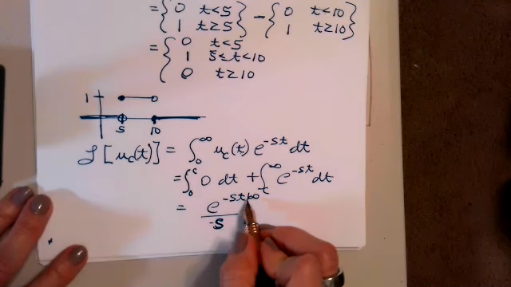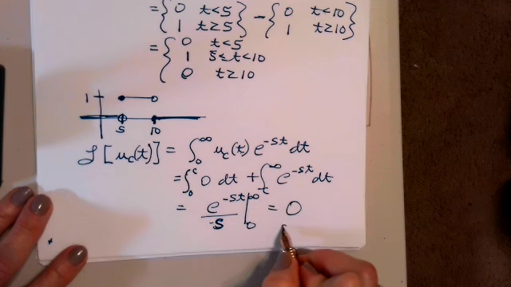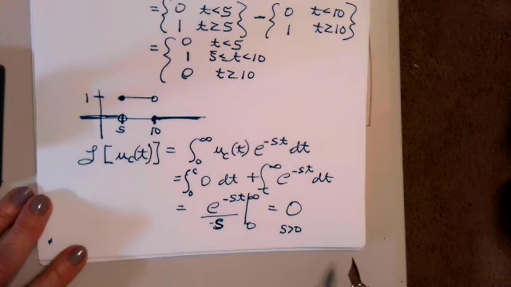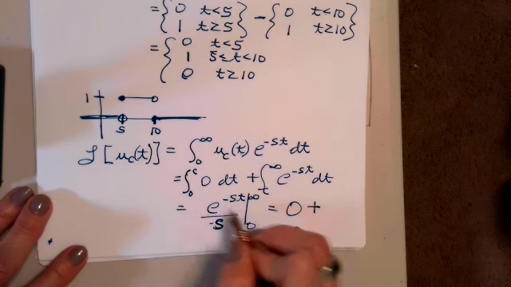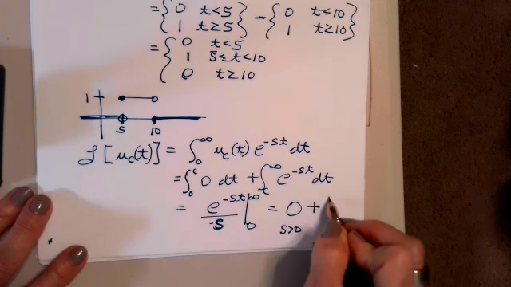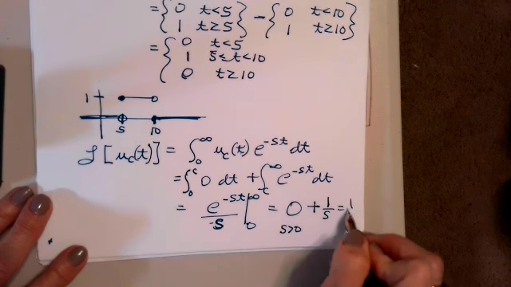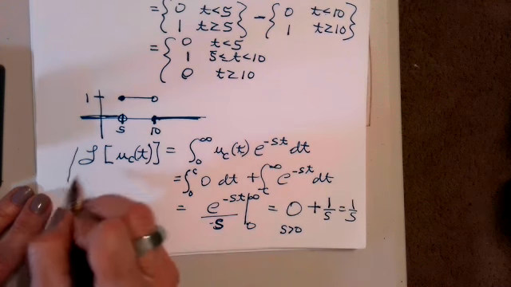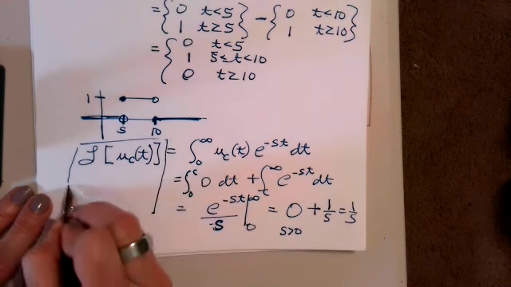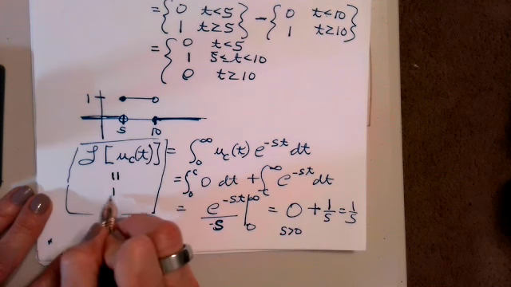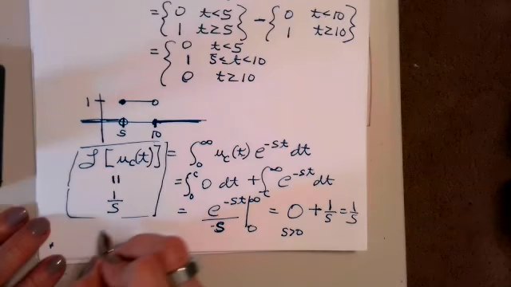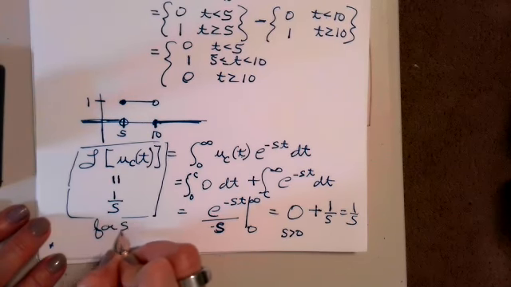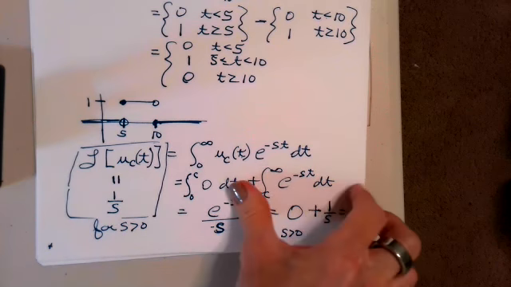As t goes to infinity, this goes to 0 as long as s is bigger than 0. And then you subtract the value at 0. So that's e to the 0 over minus s, and I'm subtracting it, so that's 1 over s. So the Laplace transform of this is equal to 1 over s. And you'll find that in your Laplace transform table, and that's for s greater than 0, and that's exactly why.